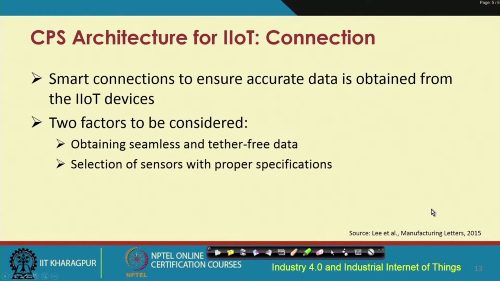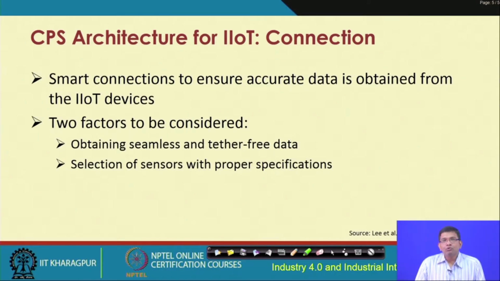So, connection. We are talking about smart connections. To do what? To ensure that accurate data is obtained from these different IoT devices, IIoT devices, in the industry. Here 2 factors should be considered: obtaining seamless and tether free data, and selection of sensors with proper specifications.